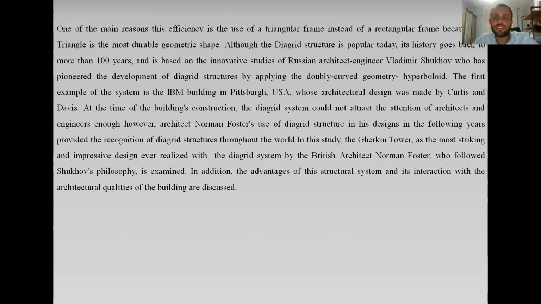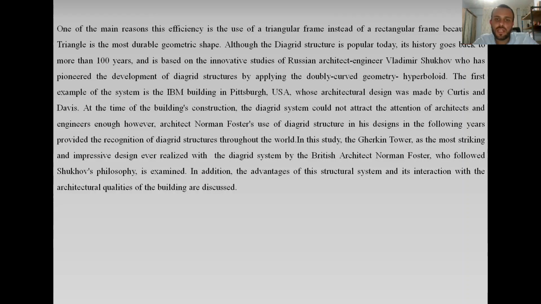Although the Diagrid structure is popular today, its history goes back more than 100 years and is based on the innovative studies of Russian architect and engineer Vladimir Zhukov, who pioneered the development of Diagrid structures by applying the doubly curved geometry hyperboloid. The first example of such a system is the IBM building in Pittsburgh, USA, whose architectural design was made by Curtis and Davis. At the time of the building's construction, the Diagrid system could not attract the attention of architects and engineers enough, however.